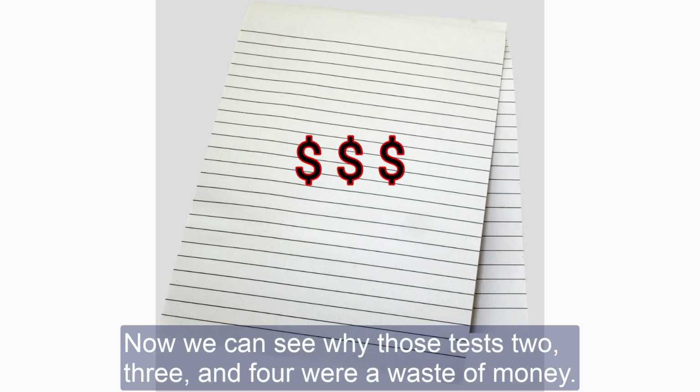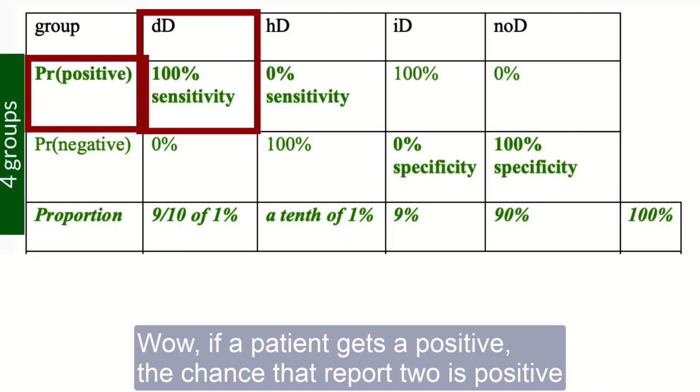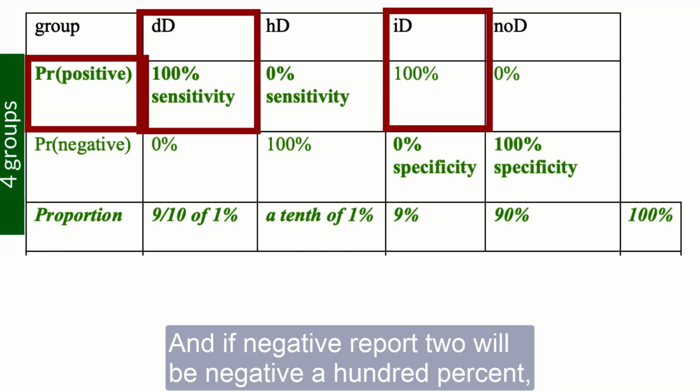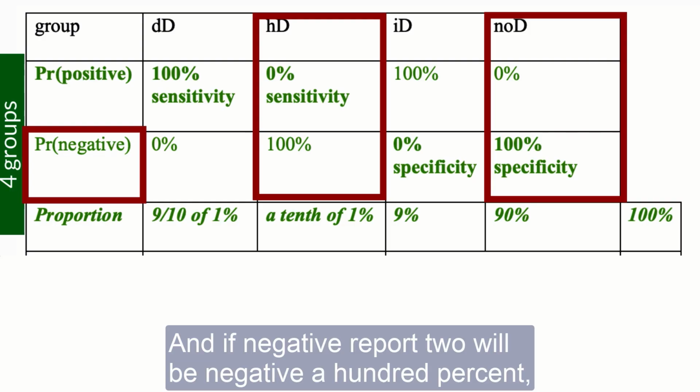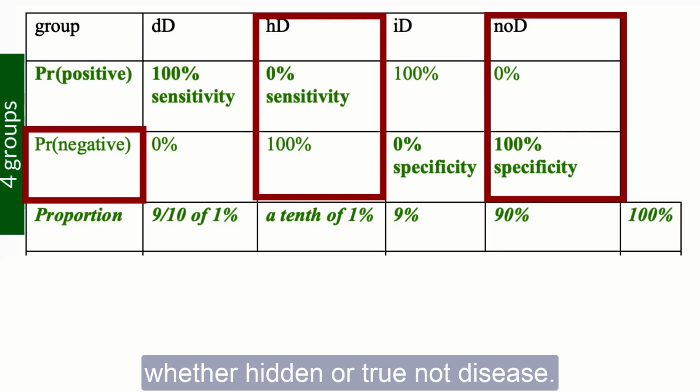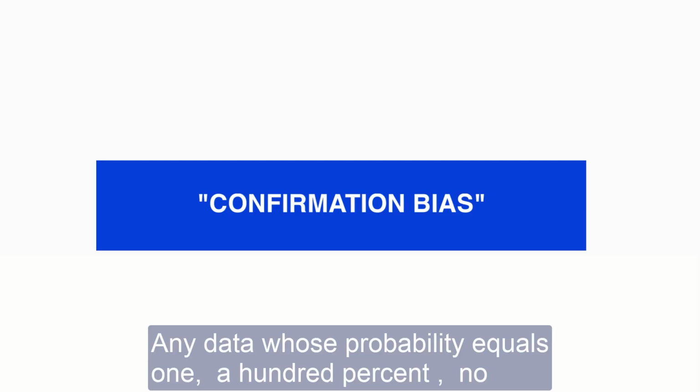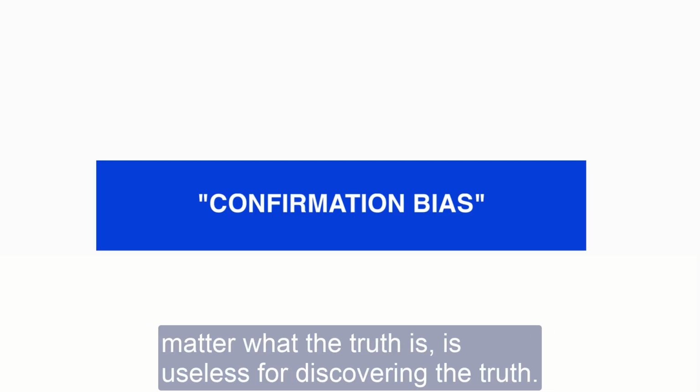Now we can see why those tests 2, 3, and 4 were a waste of money, or blood, or whatever. Wow, if a patient gets a positive, the chance that report 2 is positive is 100%, regardless of whether diagnosable or imposter. And if negative, report 2 will be negative 100%, whether hidden or true no disease. Any data whose probability equals 1, 100%, no matter what the truth is, is useless for discovering the truth.